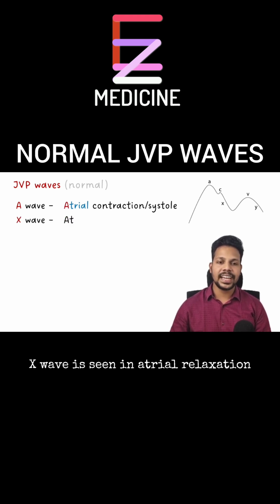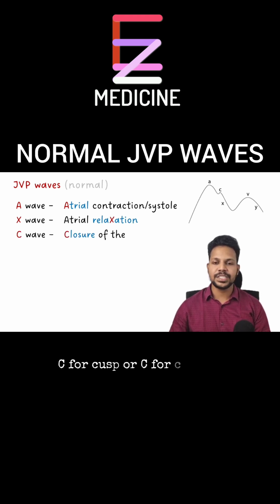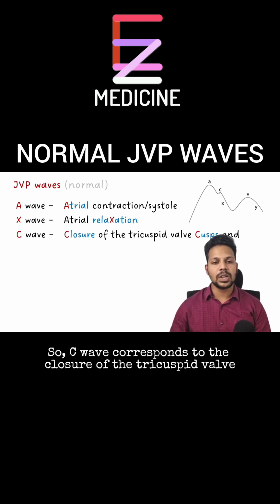X wave is seen in atrial relaxation. And then the C wave, C for cusp or C for closure. So C wave corresponds to the closure of the tricuspid valve.